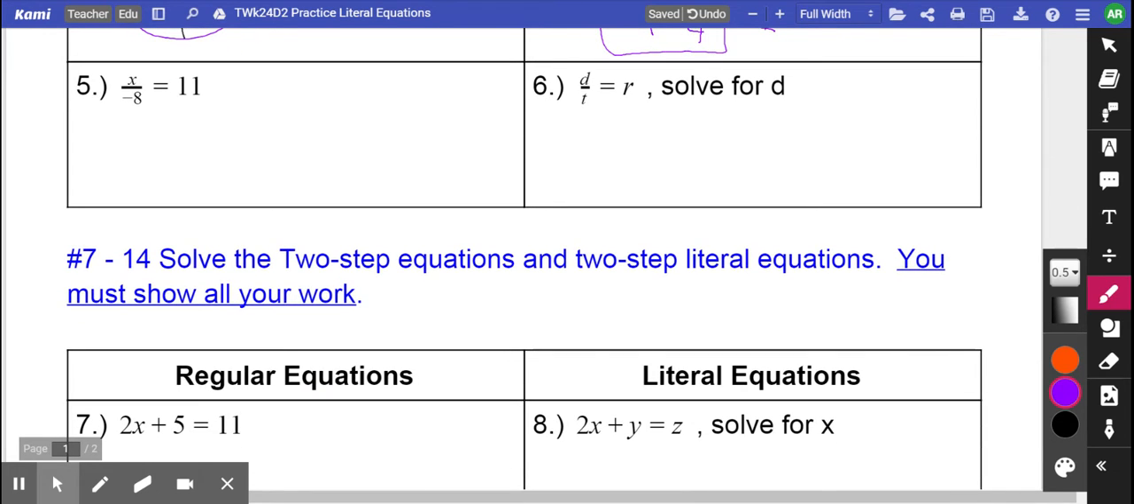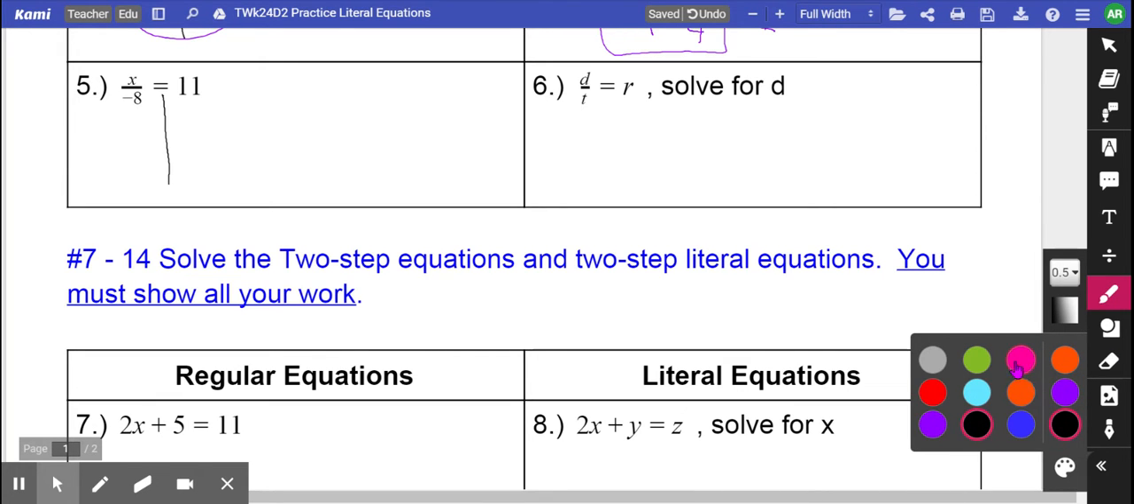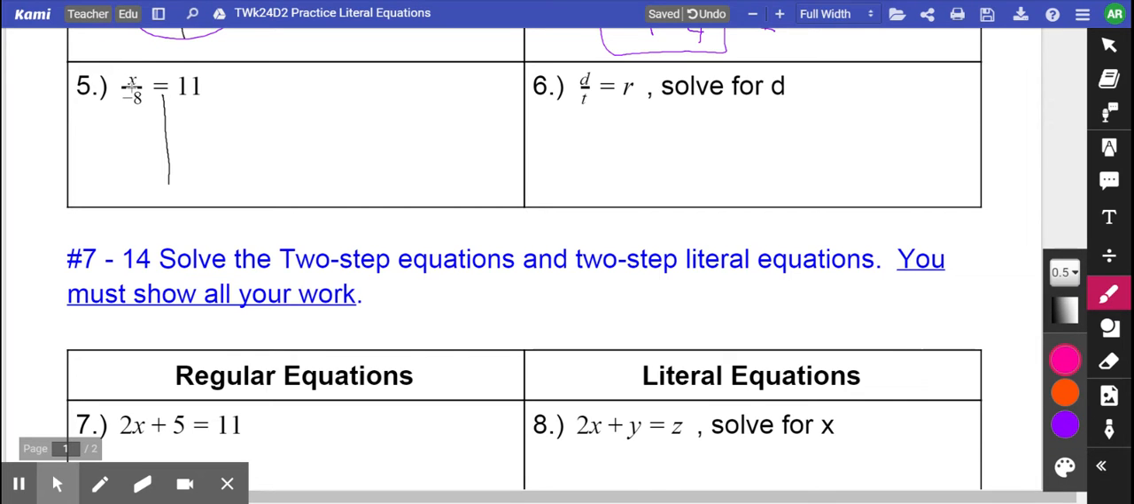Now we have x over negative 8 equals 11 for number 5 here. So to get rid of that negative 8 that's at the bottom of a fraction, well, a fraction bar represents division. So we multiply by negative 8 on both sides. We get x is equal to negative 88.